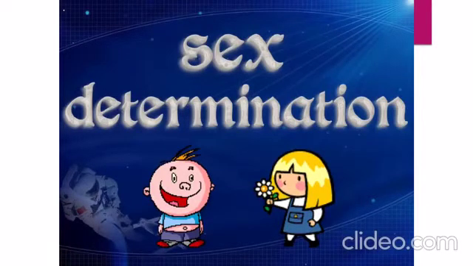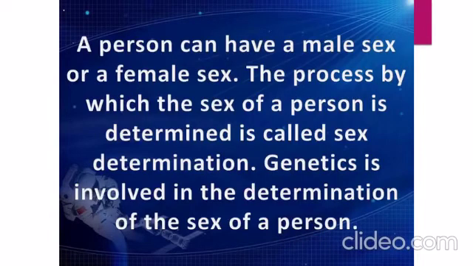Now, next is sex determination in human beings. How does sex determination take place in human beings? A person can have male sex or female sex. The process by which the sex of a person is determined is called sex determination. Genetics is involved in the determination of the sex of a person. So genetics or heredity can be used for knowing the sex of the child. The mechanism by which the sex of an individual is determined as it begins life is called sex determination.